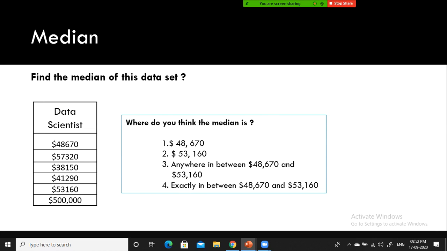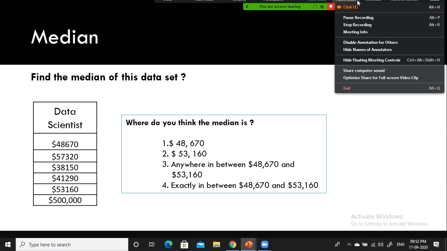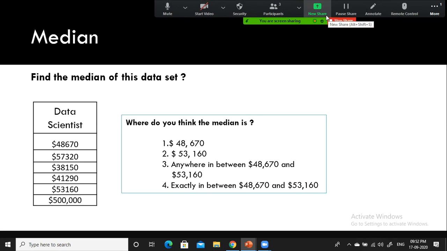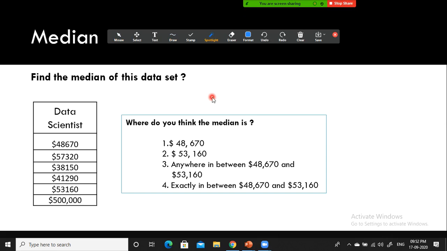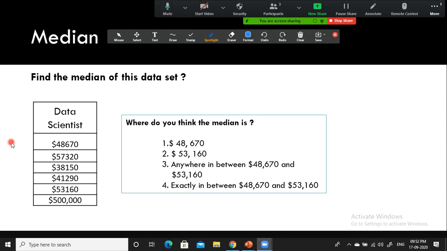Now you tell me what is the answer for this and find the median of this data set. Where do you think the median is? Can you make it fast? See, where do you think the median is? I'll just tell you the answer, in the interest of time.